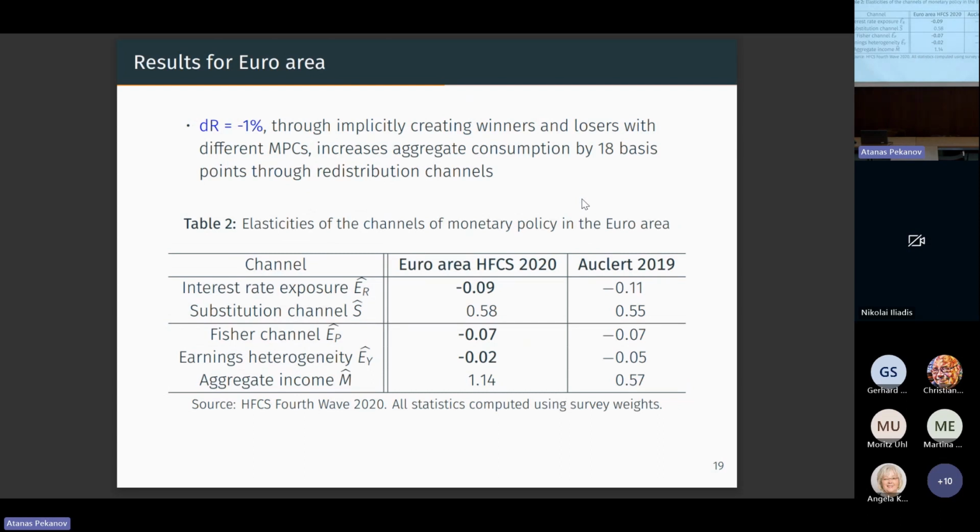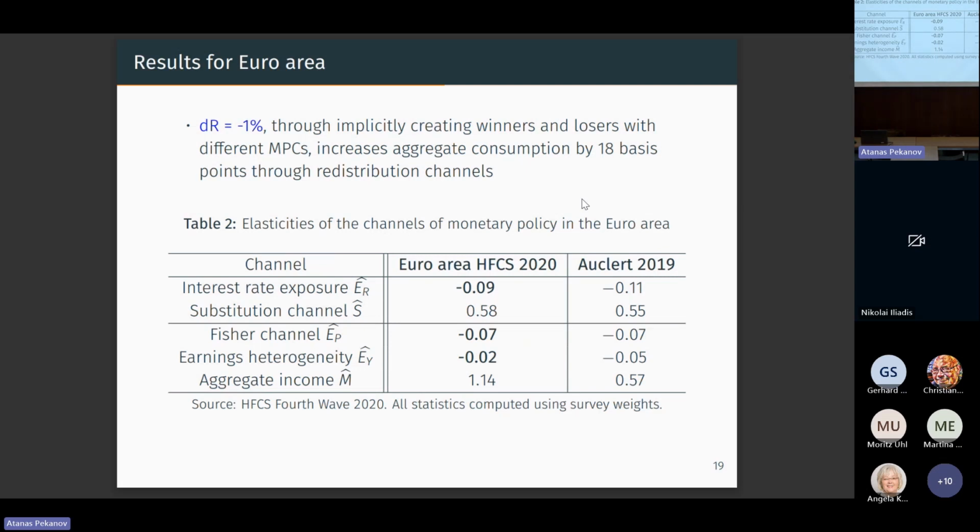Okay, so now we can move from these covariances that I showed you to elasticities. And basically, I can quantify how much is the extra effect on total consumption response through this implicit redistribution. And the overall result is that through implicitly creating winners and losers with different MPCs, the three redistribution channels increase aggregate consumption by 18 basis points, in addition to what we have in the representative agent model. This is very much in line with the results that Auclert gets for the US. He also has some results for Italy.